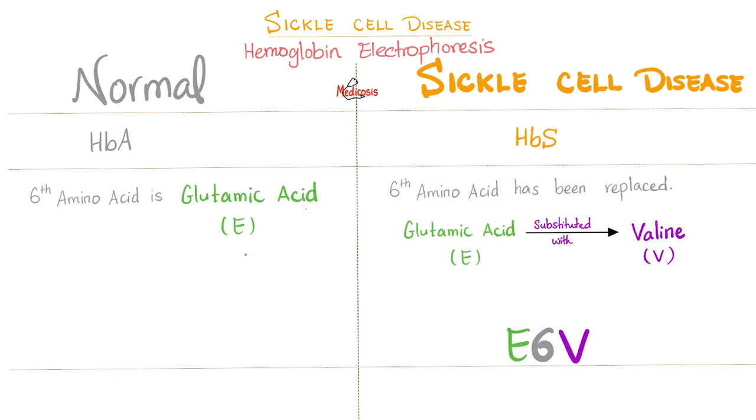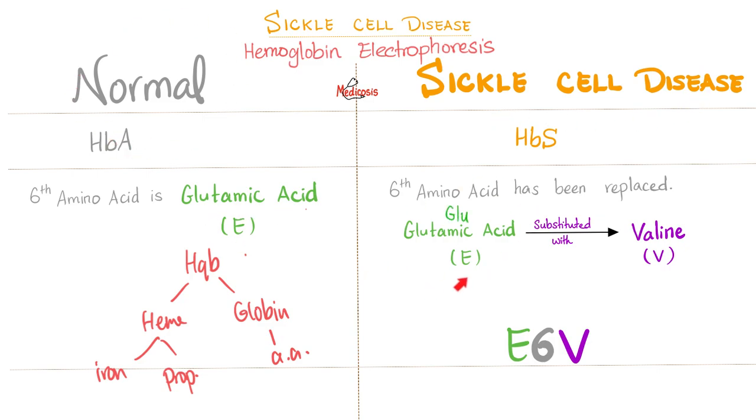Normally, as you know, hemoglobin is made of what? Heme and globin. And heme is made of what? Iron and protoporphyrin. And globin is made of what? Amino acids. Alright, tell me about these amino acids. Number 6 should be glutamic acid. That's normal. But in sickle cell disease, the glutamic acid has been substituted with valine. And that's abnormal. We should have glutamic acid. Oops, now we have valine.